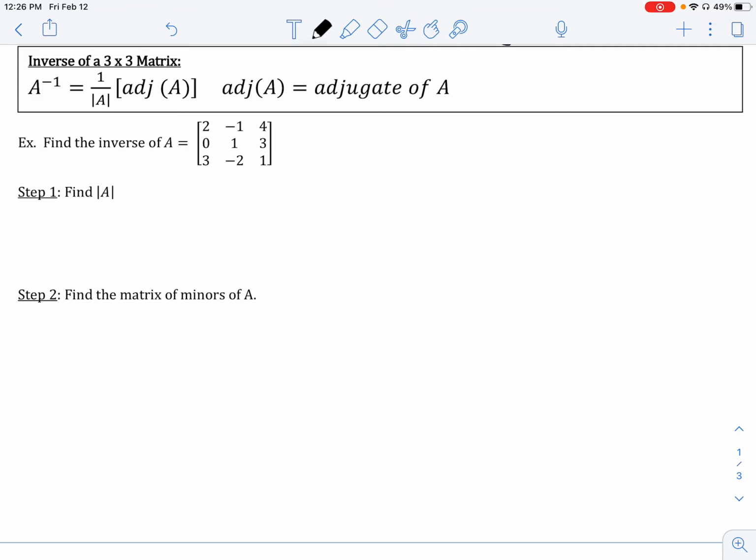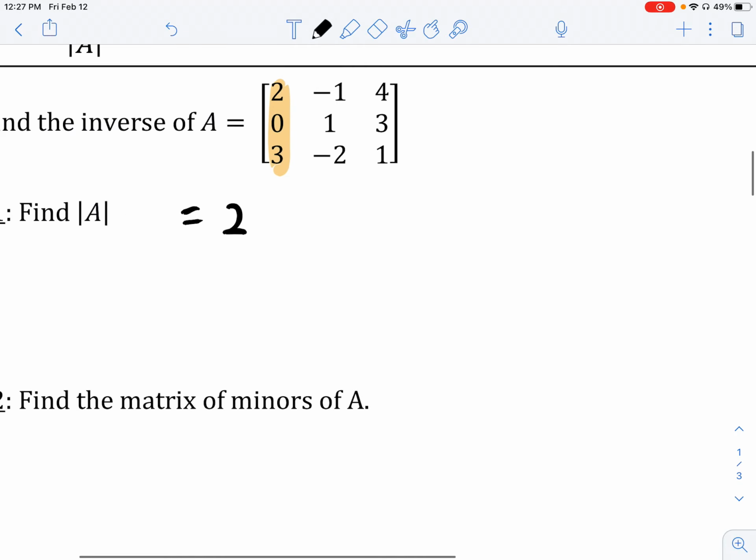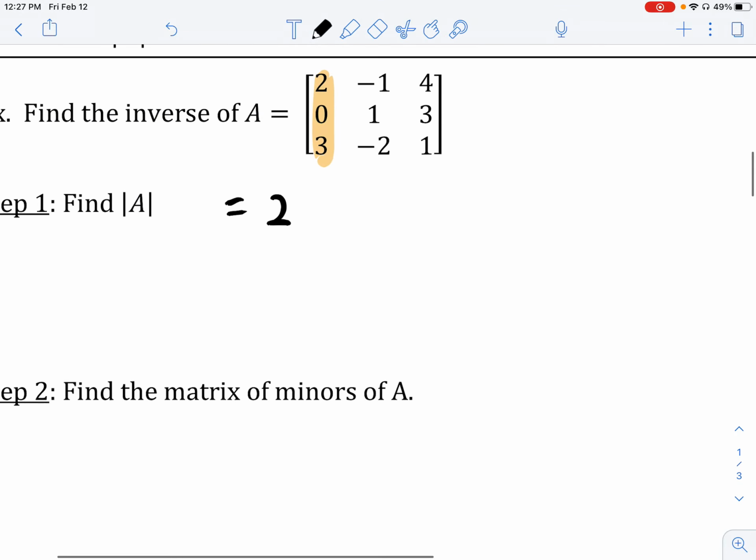So let's find, first off, the determinant of our matrix here. Like I said in the last video, I'm going to start with the row or column that has the most number of zeros. You could have used column 1 or row 2, it doesn't matter, but I'm just going to go with column 2. So that's going to be 2 times the following. Again, I'm going to eliminate this row and eliminate that column.